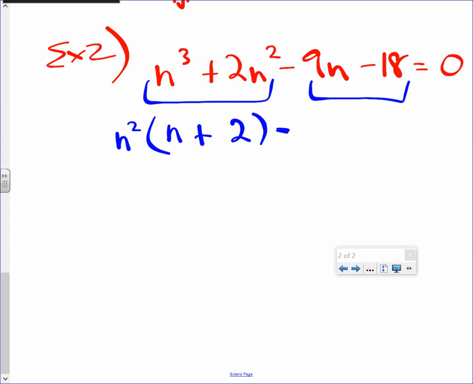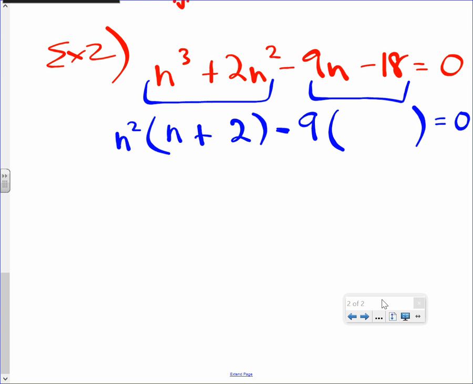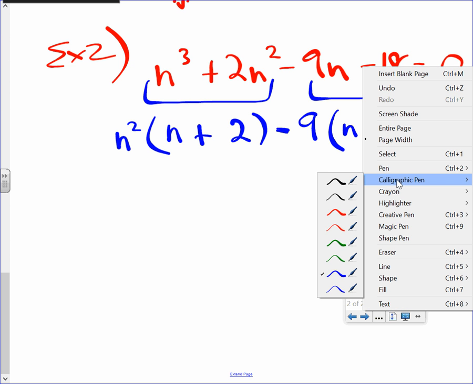All right. GCF here, I want to say is negative 9. Look at that, n plus 2, yeah? Negative 9 times 2 is negative 18. We're not done yet. Let's not get all happy.